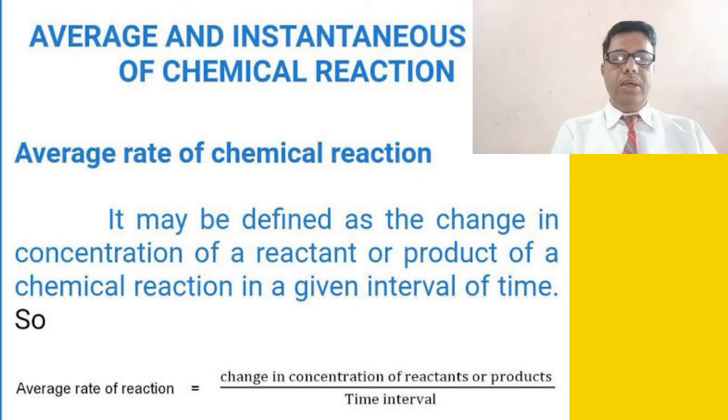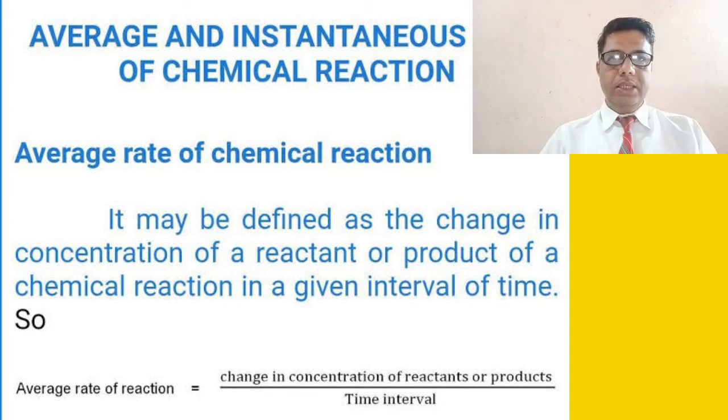First we see the definition of average rate, then the expression for average rate, or how the average rate of a given chemical reaction is calculated, then instantaneous rate, simply its definition and how it is calculated, and one example on this. Starting with average rate of chemical reaction: the average rate of reaction can be described by knowing the change in concentration of reactant or product divided by the time interval over which the change occurs.